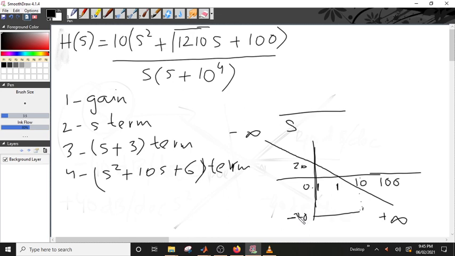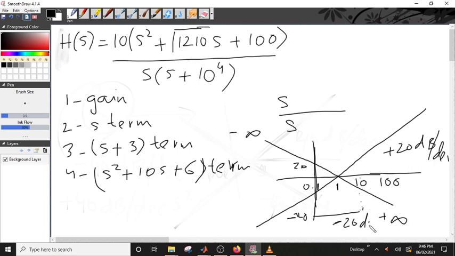So if it's a pole, a single pole, then we have to draw this single line. But if it's a single zero here, we will draw a line from minus infinity to plus infinity, but this time the slope will be plus 20 dB per decade, right? Okay, this was minus 20 dB per decade.